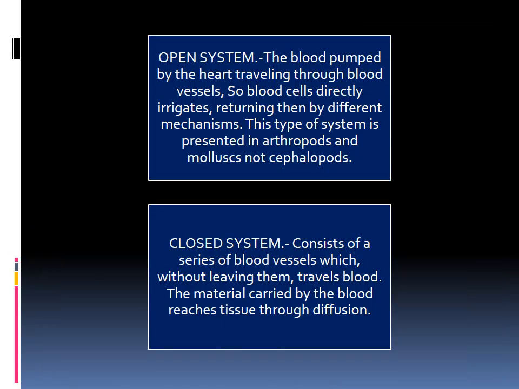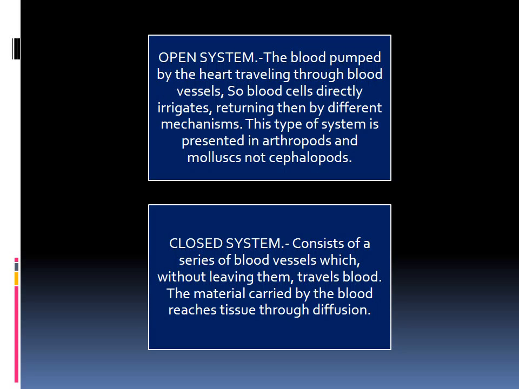There are two kinds of system, open system and closed system. In an open system, the blood pumped by the heart travels through the body cavity, so blood directly irrigates the cells, returning by different mechanisms. This type of system is present in arthropods and molluscs, but not in cephalopods.